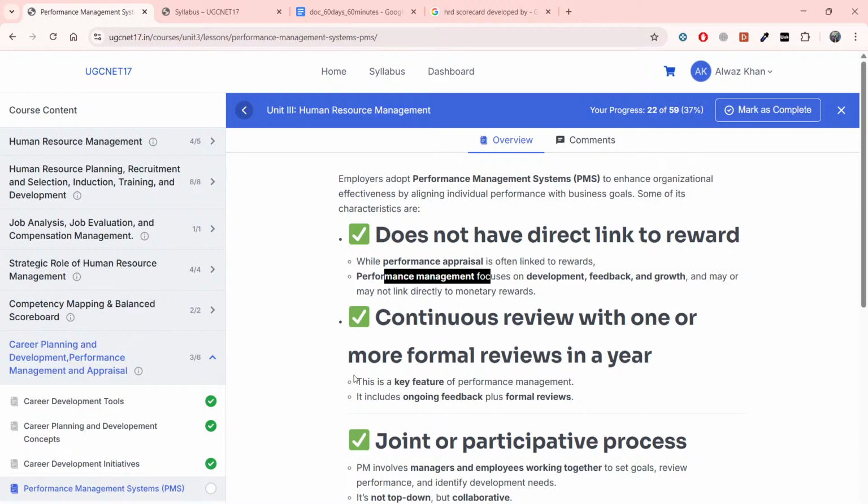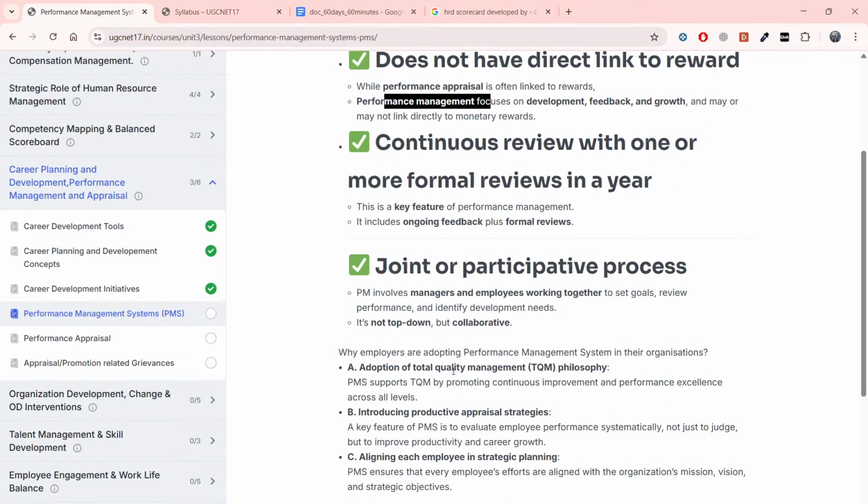Continuous review with one or more formal reviews in a year. This is a key feature of performance management. It includes ongoing feedback plus formal reviews.